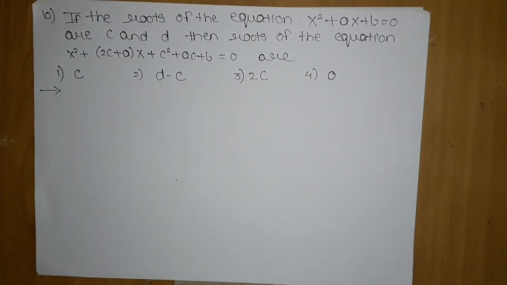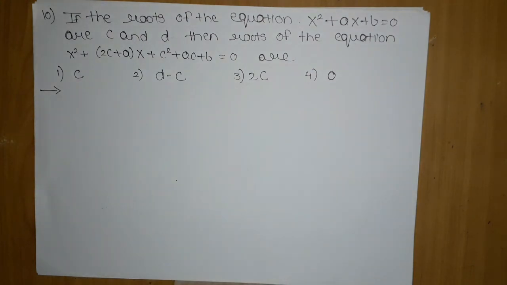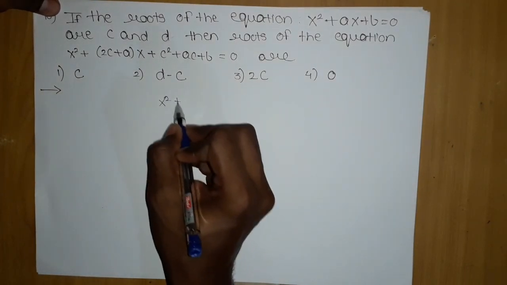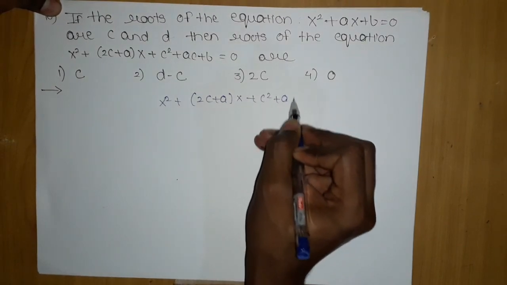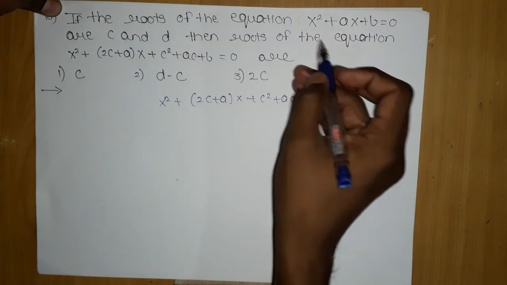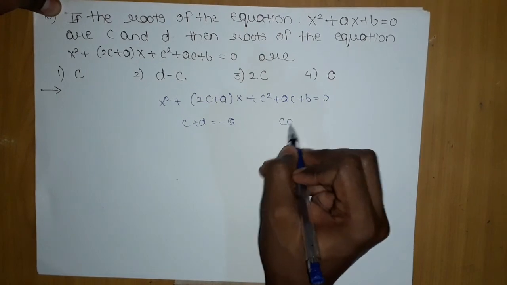So if the roots of the equation x square plus ax plus b equal to 0 are c and d, then the roots of the equation x square plus (2c plus a)x plus c square plus ac plus b equal to 0 are... In this question, your observation skills should be sharp. If the roots are c and d, then I can shortly write c plus d is equal to minus a and c into d is equal to b.